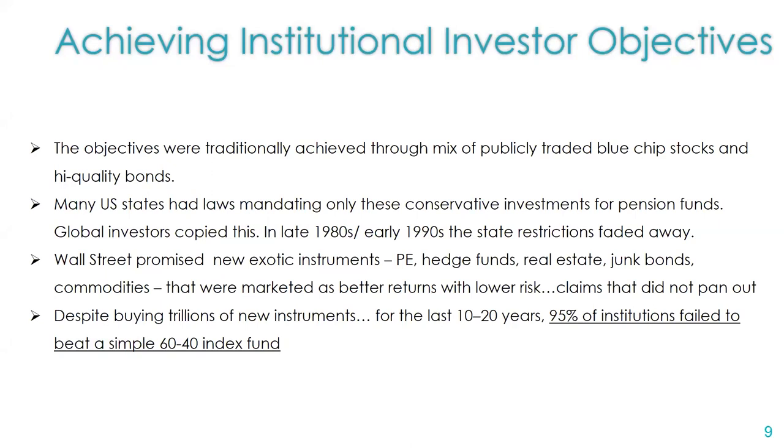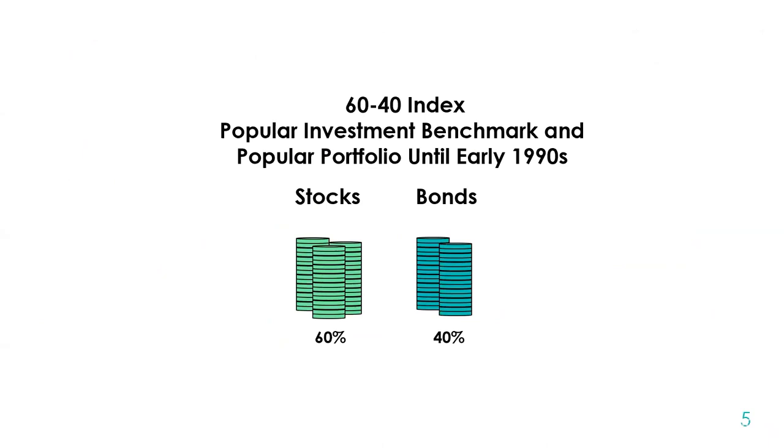Nonetheless, despite all these newfangled investments, 95% of the institutions have failed to beat a 60-40 index in the last 10 or 15 years. Kind of a surprising statistic. The 60-40 index, of course, is sort of the gold standard for big institutions in terms of a benchmark.